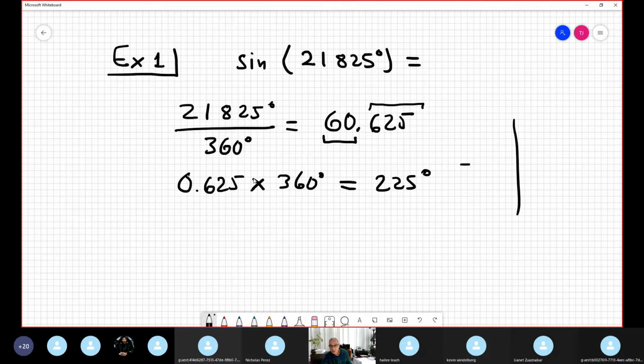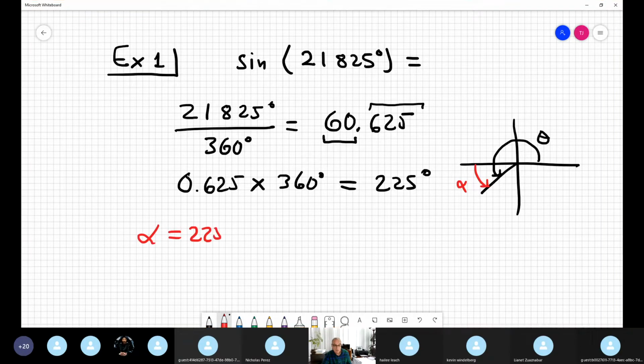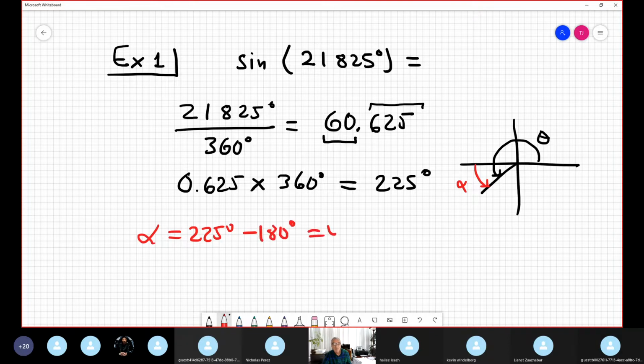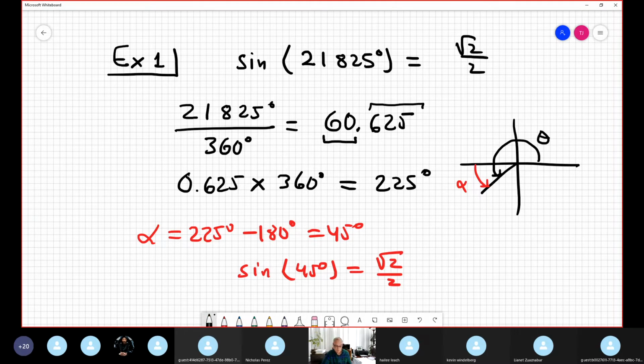And 225 lies in what quadrant? Third quadrant. Very well. This is theta. Therefore my reference angle is alpha. Alpha is 225 minus 180, which is 45. I know then that sine of this horrible angle is equal to sine 45 degrees, which is radical 2 over 2. So the answer is radical 2 over 2. What sign, guys? Positive or negative? Negative. Excellent. Because it lies in the third quadrant, I know that sine is negative. Do you see it's the same?